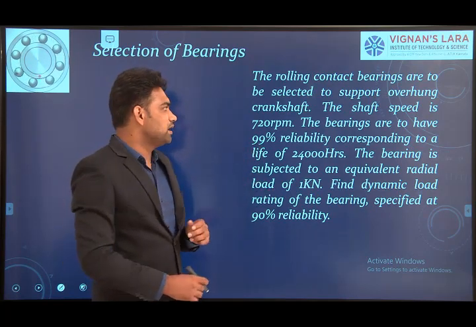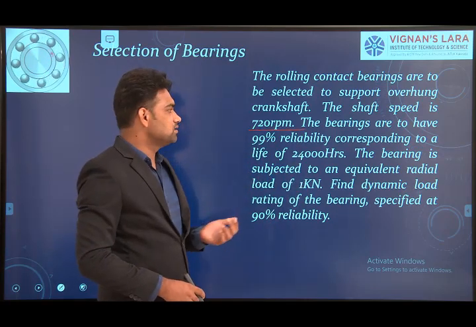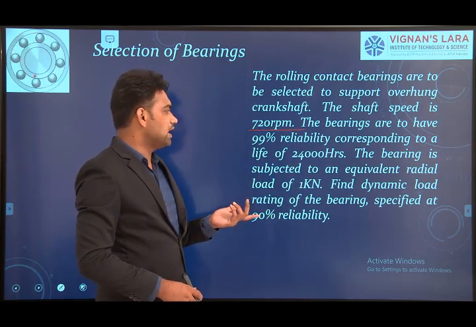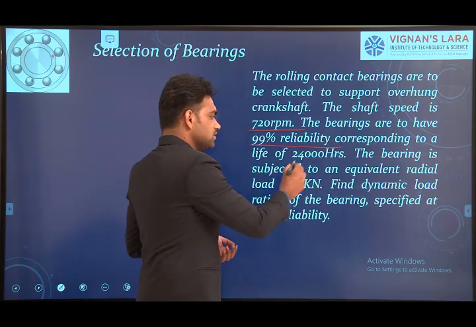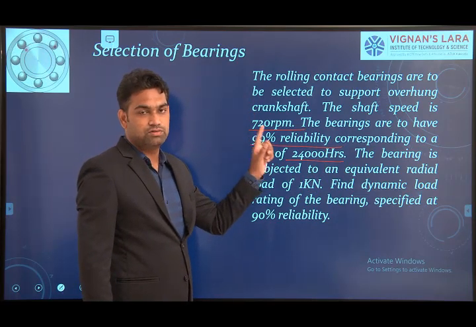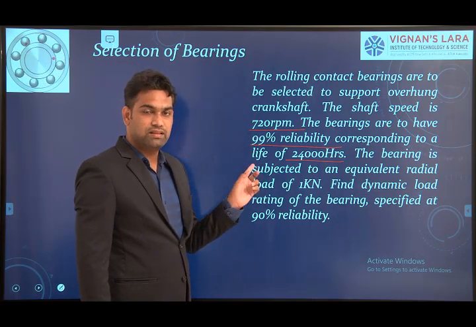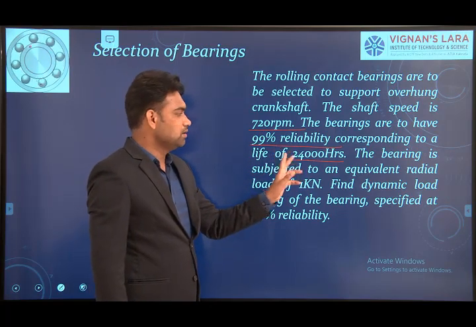Here the bearings are given. The shaft speed is 720 rpm, and the bearings have 99% reliability, and the corresponding life is given as 24,000 hours. That is the life at 99% reliability, which is L99. So they mentioned a life other than 90%. That is not L90, it is L99 in terms of hours.